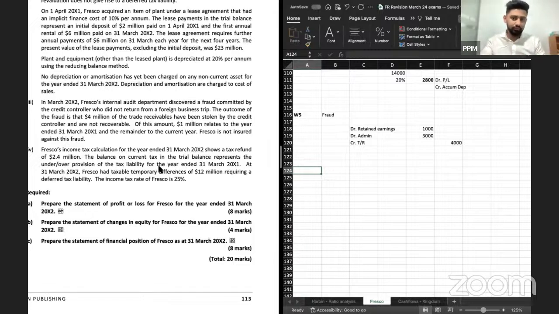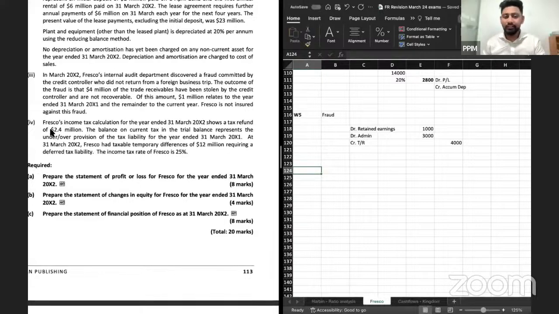Working number 5. Fresco's income tax calculation for the year ended 31st March 2012 shows a tax refund of 2.4 million. Okay, now you have a tax refund. Why? Because if you make a profit, you pay taxes. If you make a loss, there's a tax refund, meaning you are going to get a refund which you can use in the future. The balance of the current tax in the trial balance represents the under or over provision of the tax liability for the year ended 31st March 2011, and at 31st March 2012, Fresco had taxable temporary differences of 12 million, requiring a deferred tax liability. The income tax rate is 25%.